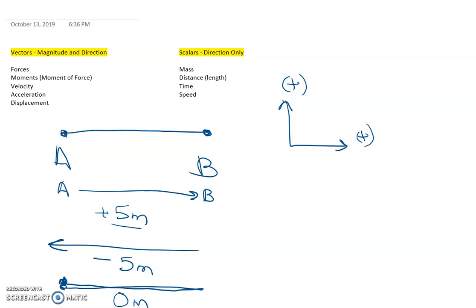Same thing with mass. Mass, we've said like a million times in class, is nothing more than the amount of matter in a body. So when you're talking about the amount of something, you're only talking about how much, like how many kilos is that, okay? Same thing with time, it has no direction, and speed has no direction as well.